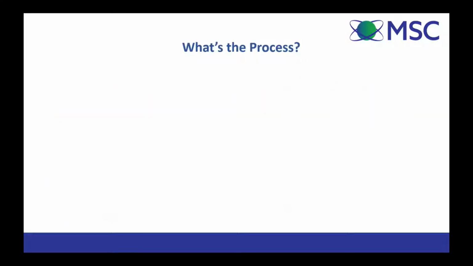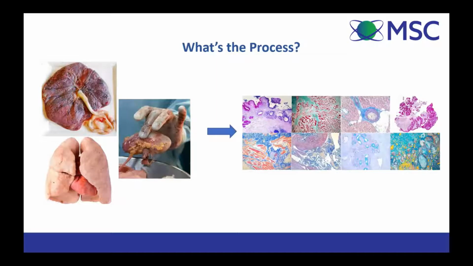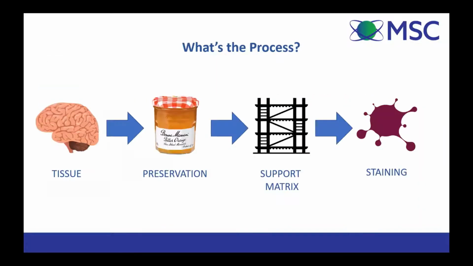If we have a look at a general overview of the process, how do we get from having this chunk of organ to our pictures? Well, it looks something like this. You start off with having tissue, then you need to preserve it to stop it going rotten. Then you need to structurally support it and put it in a matrix that allows you to cut it into thin slices that you can then stain.